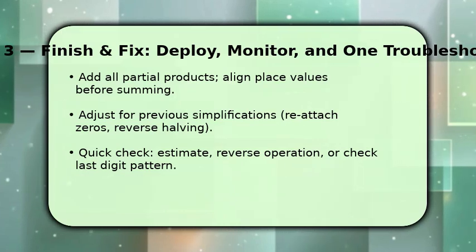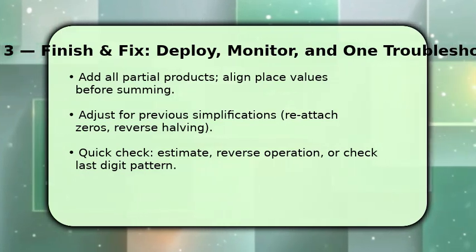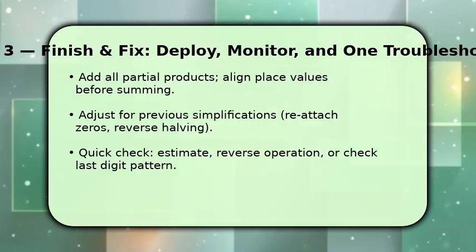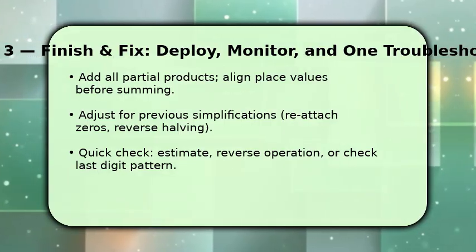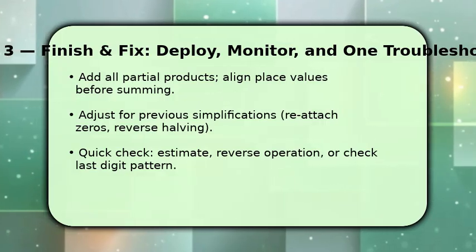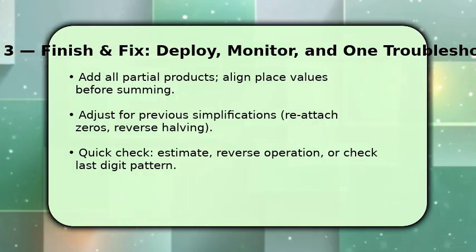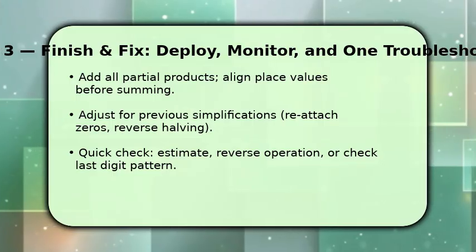Finally, add the partial products while aligning place values, tens under tens, units under units, so carries stay correct. Once summed, reverse any earlier simplifications. Reattach removed zeros, undo halving or doubling, and apply complements if used.